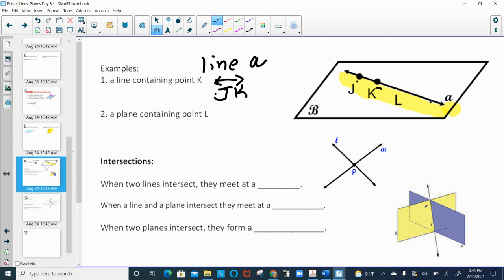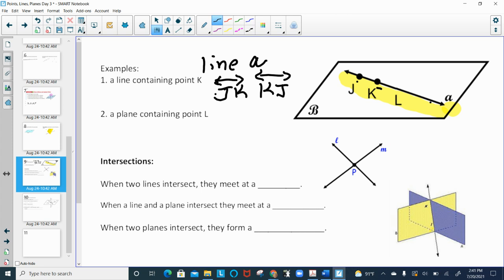So another way I could name that line is with the line symbol above the 2 letters, JK. I could have also called it KJ. You don't have to go from left to right. You can go from right to left.